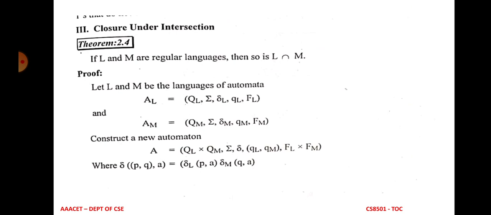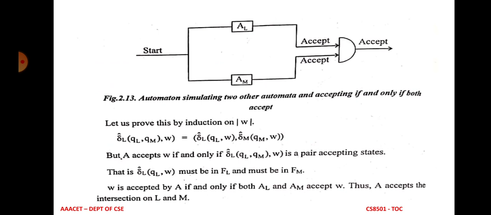So we can rewrite it as del L of P comma A and del M of Q comma A, because P is one of the states of the particular language capital L, and Q is one of the states of the particular language capital M. So this is the definition and rule of intersection. Let us see one example. Before that, this diagram explains the intersection operation.